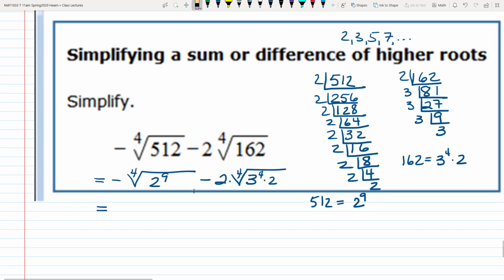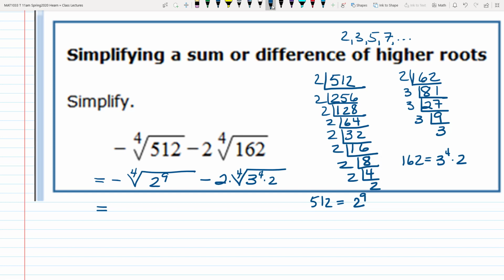Okay, the first step is to find the prime factorizations of 512 and 162, which I've worked out here, and it turns out that 512 is 2 to the 9th power, and then 162 is 3 to the 4th power times 2. So I've replaced 512 with 2 to the 9th and 162 with 3 to the 4th times 2, and now I'm going to work out simplifying the radicals.